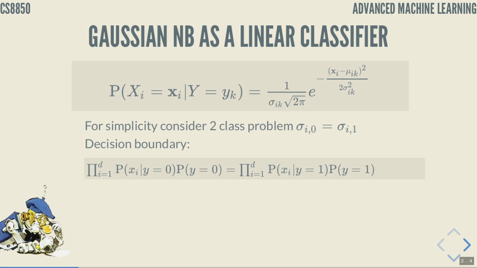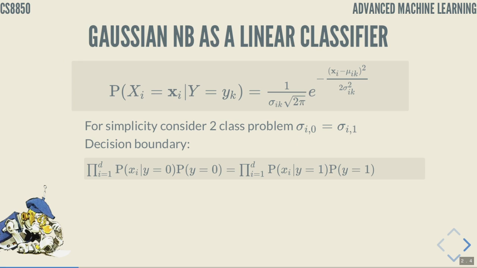What can happen? Well, what is the decision boundary? The decision boundary for this problem, or for any classification problem, is the set of points at which the posterior for one class or for all classes is equal.